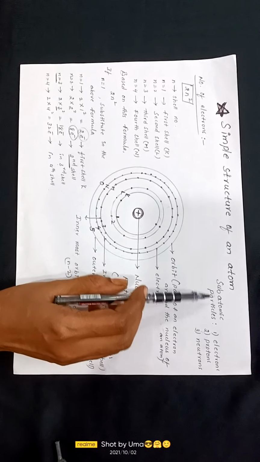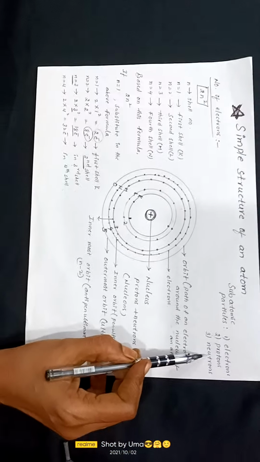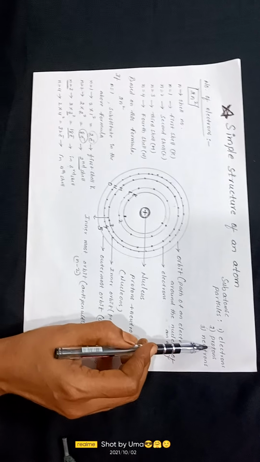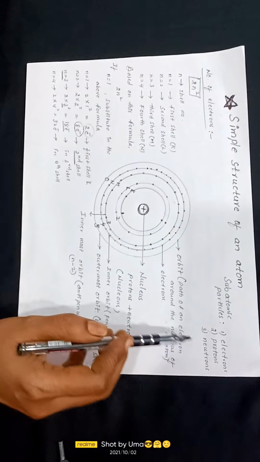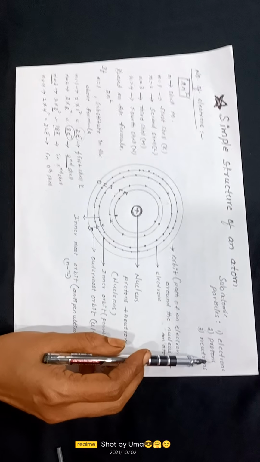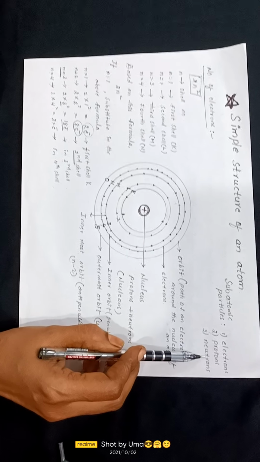Mainly there are three subatomic particles in an atom: electrons, protons and neutrons. Electrons are negatively charged particles, protons are positively charged particles. There is no charge for the neutrons. Neutrons are the neutral particles.